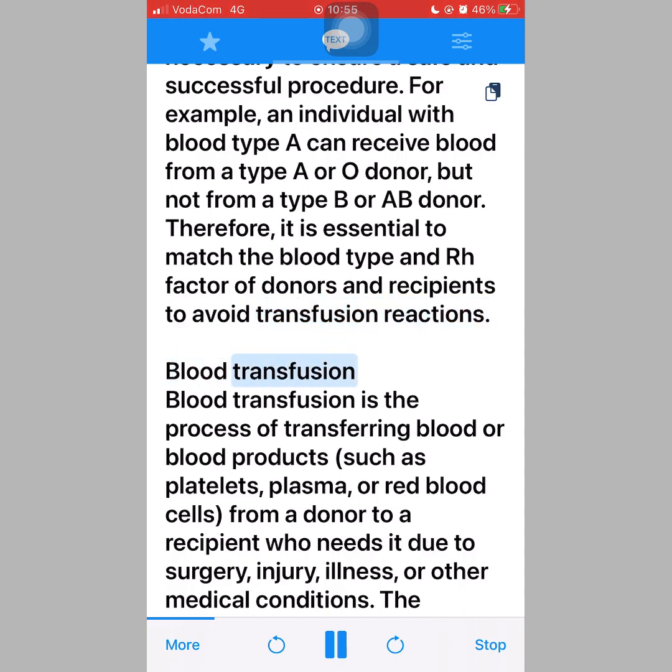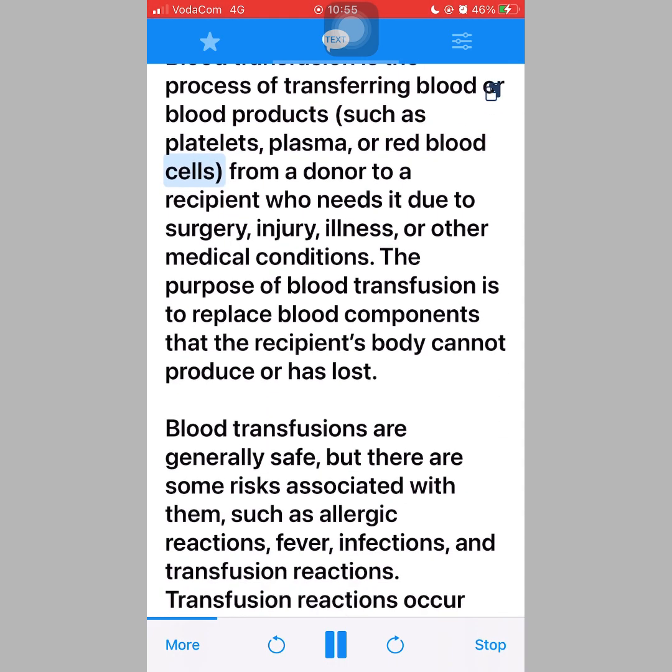Blood transfusion. Blood transfusion is the process of transferring blood or blood products, such as platelets, plasma, or red blood cells, from a donor to a recipient who needs it due to surgery, injury, illness, or other medical conditions. The purpose of blood transfusion is to replace blood components that the recipient's body cannot produce or has lost.